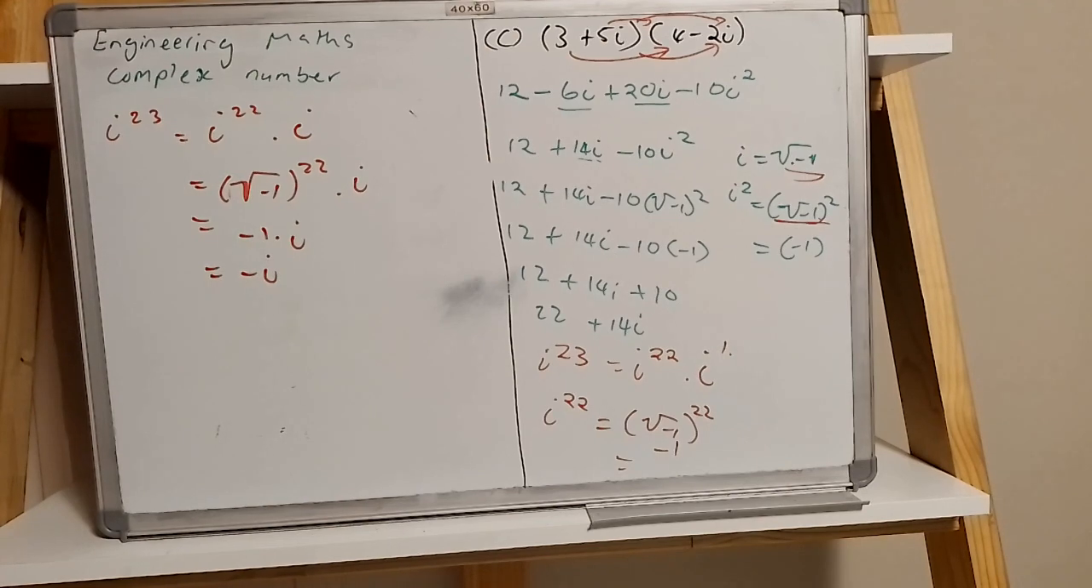Yes, our answer is negative i. So now we are done as far as addition, multiplication, and subtraction of complex numbers. On the next video, I'll do a short introduction to what we call division of complex numbers.